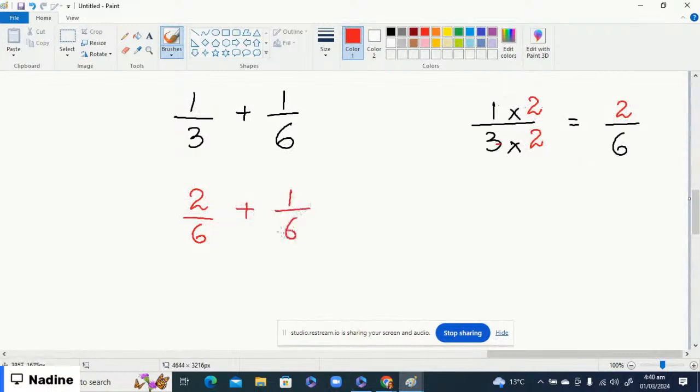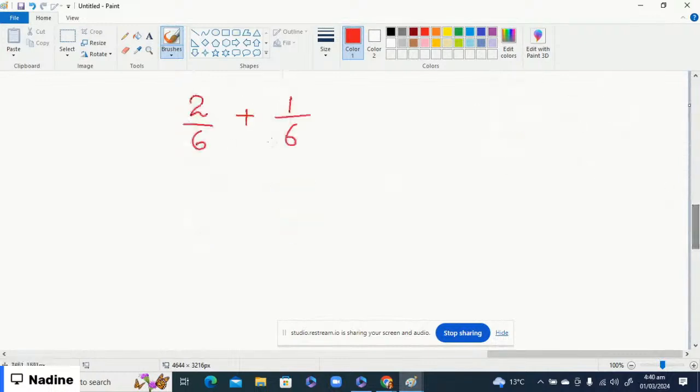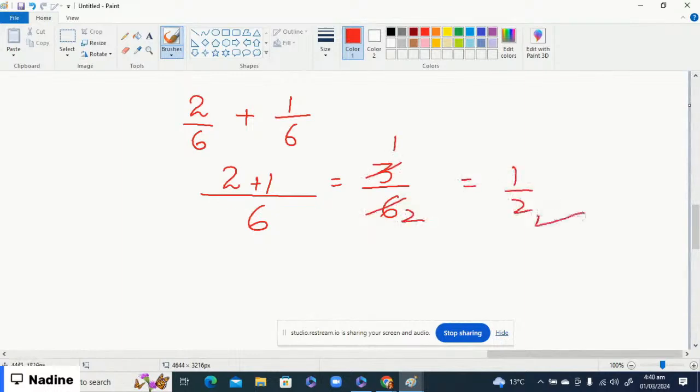Then 1 by 6. Which denominator is common here? The common denominator stays, and we add their numerators. 2 plus 1 is 3, and 6 is still the same. If we divide further, 3 times 1 is 3 and 3 times 2 is 6, so we can also write it as 1 by 2. Both are correct: 3 by 6 or 1 by 2.